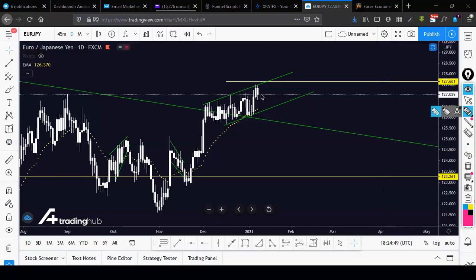So Euro JPY, wait for it to break down to the downside, or let it tag the top and drop again. I hope you are cool with that. Any questions? If there is no question, we move to the next one. No question, sir.